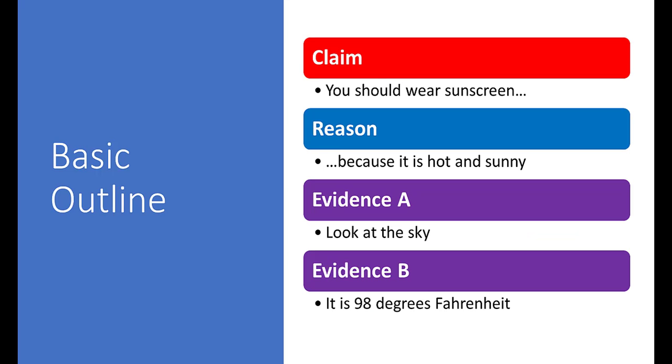So if we look at a very simple claim chain, it looks something like this. We have a claim. It says you should wear sunscreen. The reason is because it is hot and sunny. And then the first piece of evidence is to look out your window at the sky. And the second is to look at your thermometer and realize that it is 98 degrees outside.